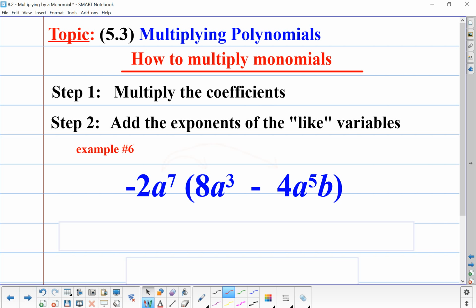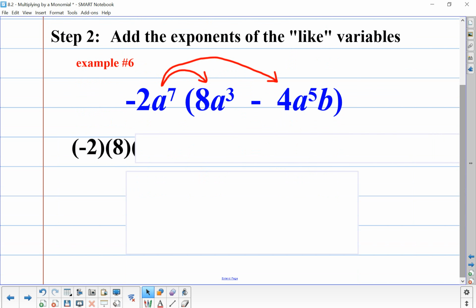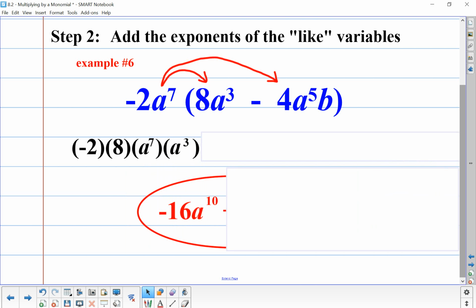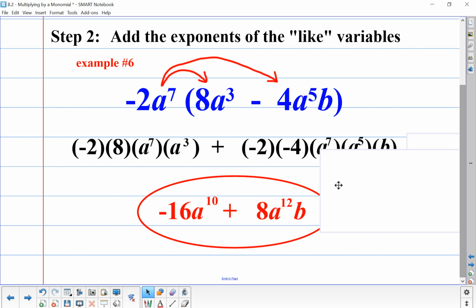Another example. Remember, you're distributing negative 2a to the 7th to both of these terms in the parentheses here. So negative 2 times 8 is positive 16. a to the 7th times a to the 3rd would be a to the 10th. And then negative 2 times negative 4 is positive 8. And a to the 7th times a to the 5th times b means the a's will combine, but the b will remain the same.